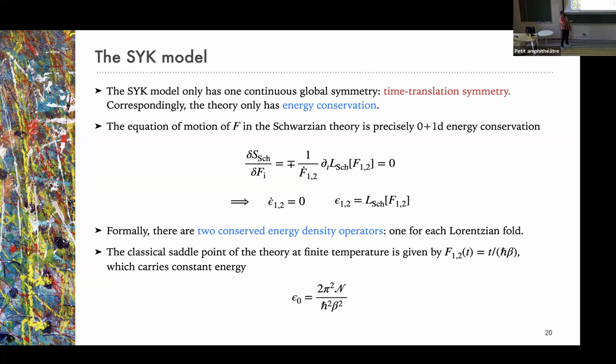So I mean, in principle, you get two such operators because you have two fields, F1 and F2. So essentially, one operator is the energy density operator that lives on the forward part of the contour, another energy density operator that lives on the backward part of the contour. They're not really different. They're just two copies of each other. But the associated conservation equation is just epsilon dot equals 0. I don't get any spatial dynamics. To get spatial dynamics, I have to do something more.